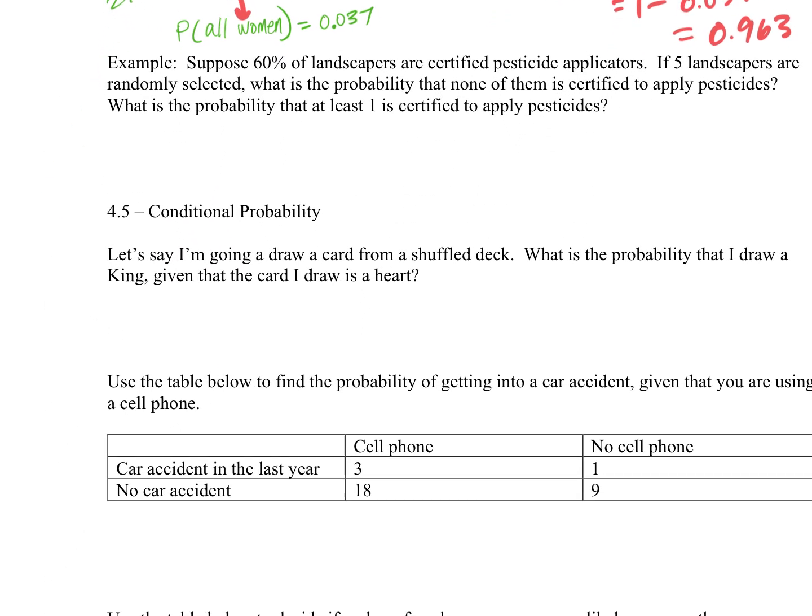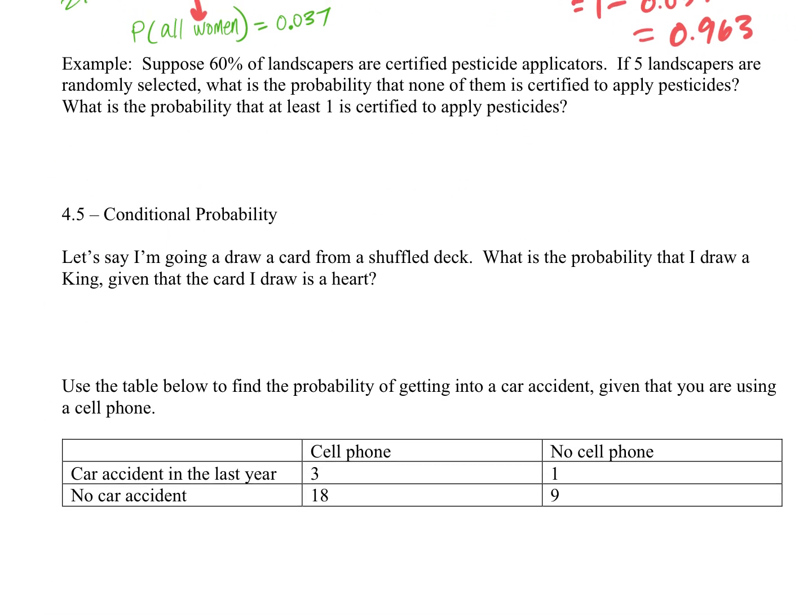60% of landscapers are certified pesticide applicators. Guys, think about the signs like True Green. When you walk through in the summertime, you'll see people with the little signs in their yard saying pesticides. So certified to do that particular skill using that particular chemical. All right. If 5 landscapers are randomly selected, what's the probability that none of them is certified to apply pesticides?